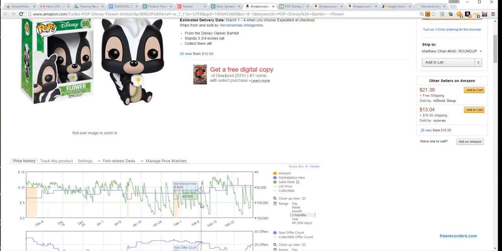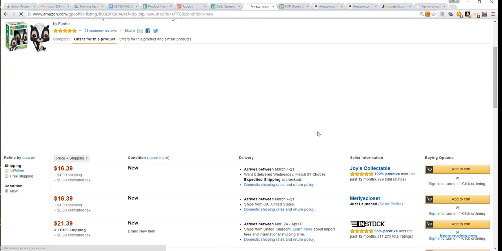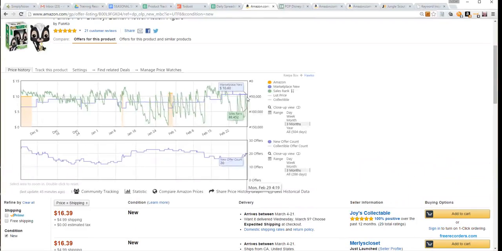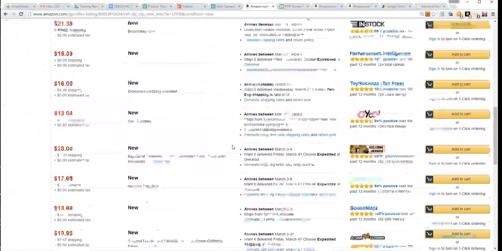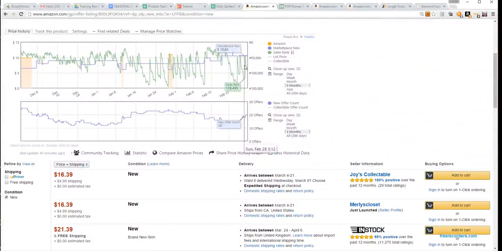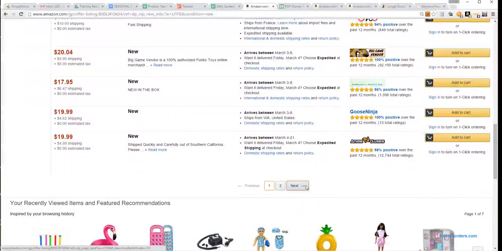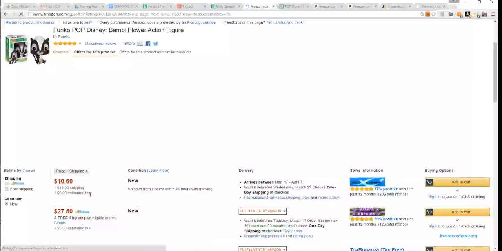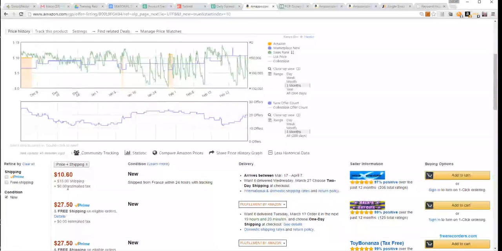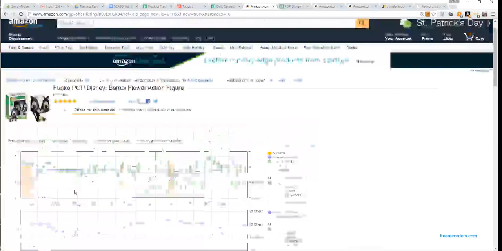Amazon's been in and out of the listing. Let's find out what our price is. On the current graph it's 10.60. So here, $10.60 is our price, but we need to find the actual seller who is selling for 10.60. Okay, so it's 10.60 plus $15 shipping.